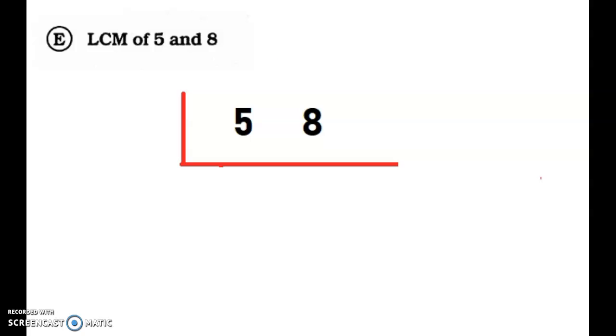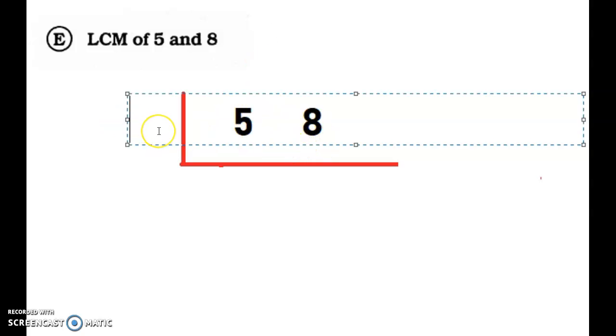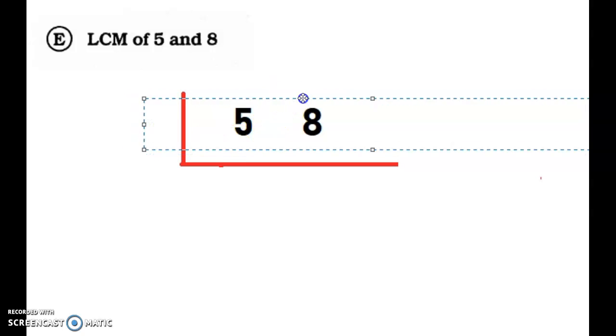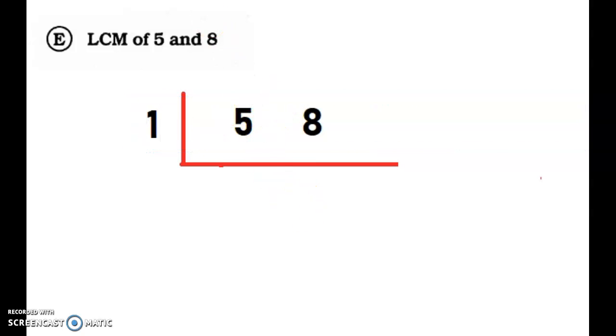Now, what number can I divide both of these numbers by? I can't do it by 2, I can't do it by 3, I can't do it by 4, because I can divide 8 by 4, but not 5. And I could only divide 5 by 5, right? It's one of my prime numbers. It means the only number I can divide them both by is 1. So, what you're going to do then is just bring both your other numbers down.